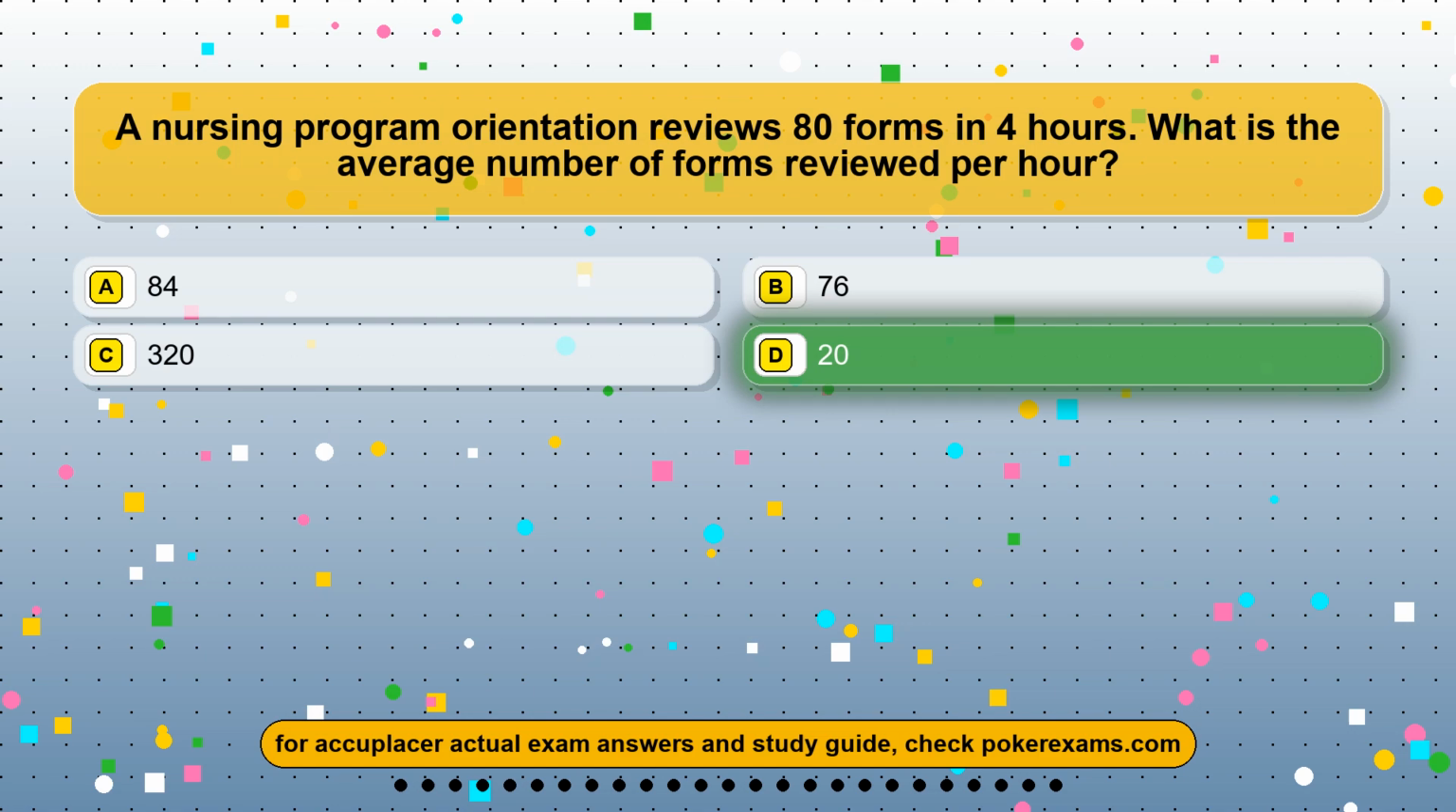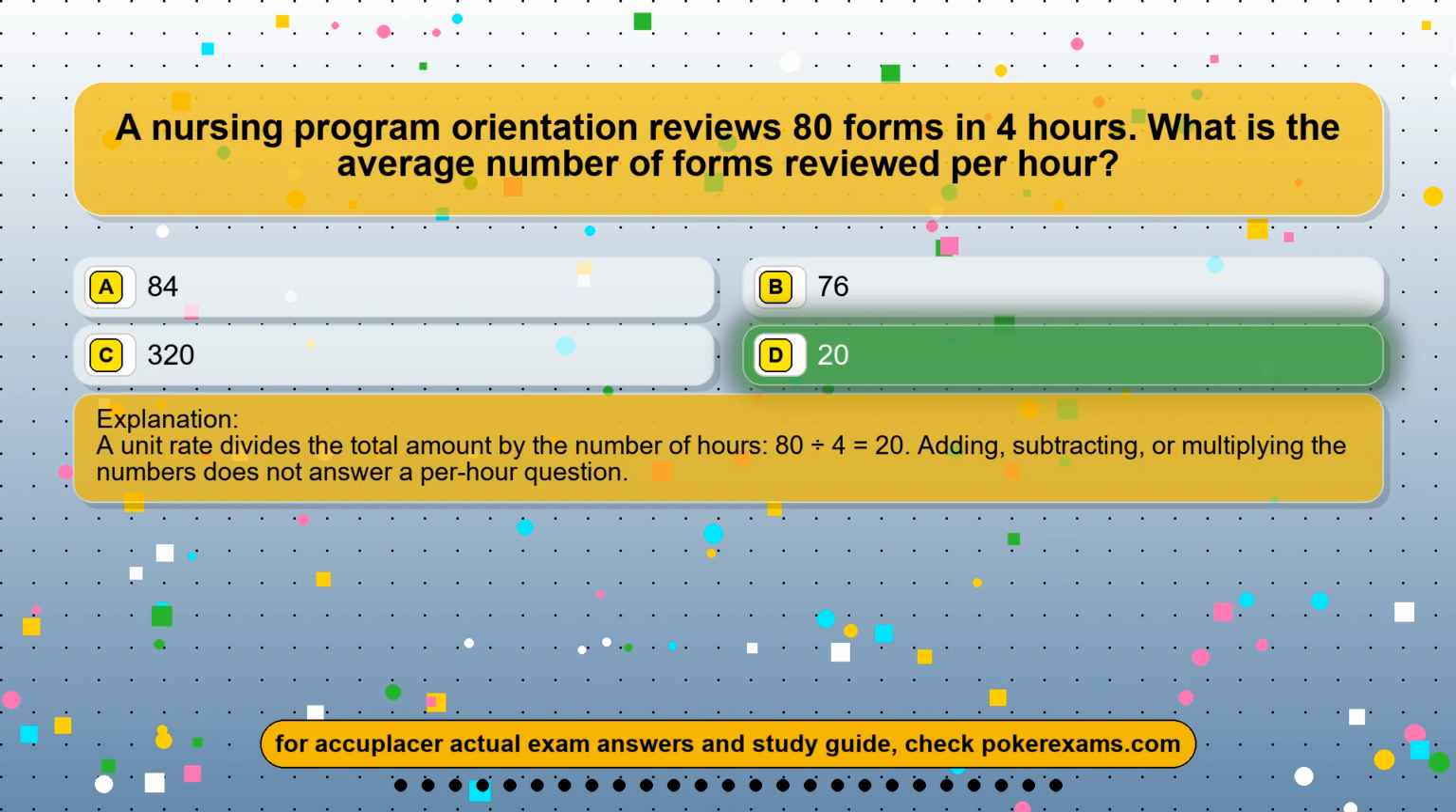The correct answer is option D, 20. A unit rate divides the total amount by the number of hours. 80 divided by 4 equals 20. Adding, subtracting, or multiplying the numbers does not answer a per-hour question.